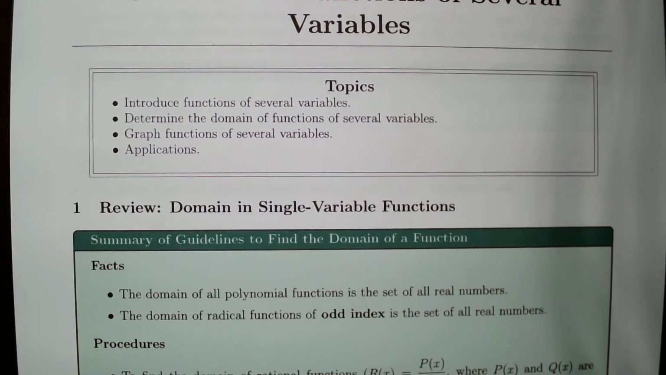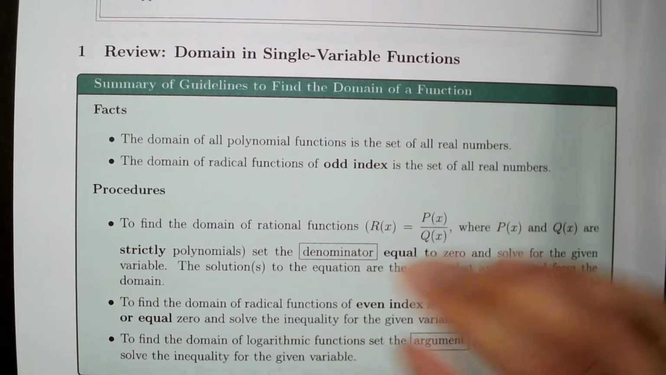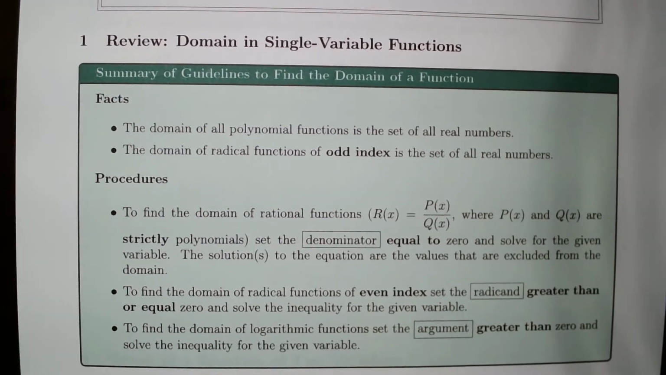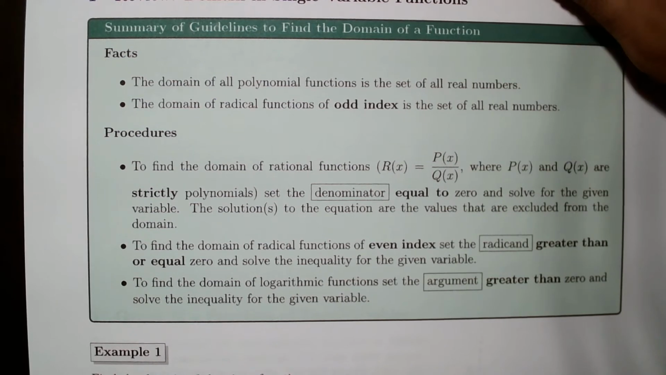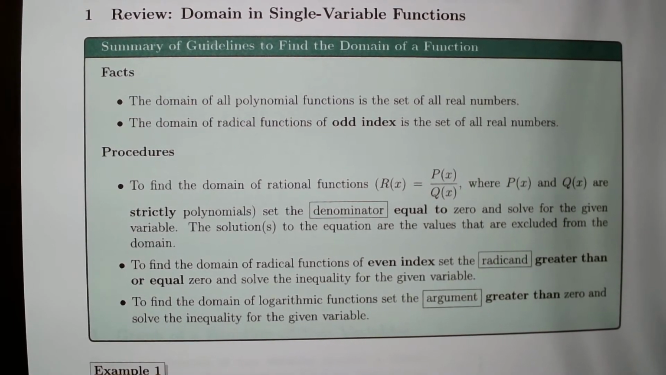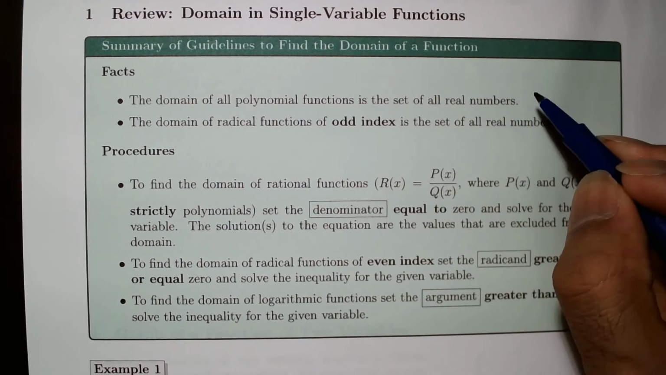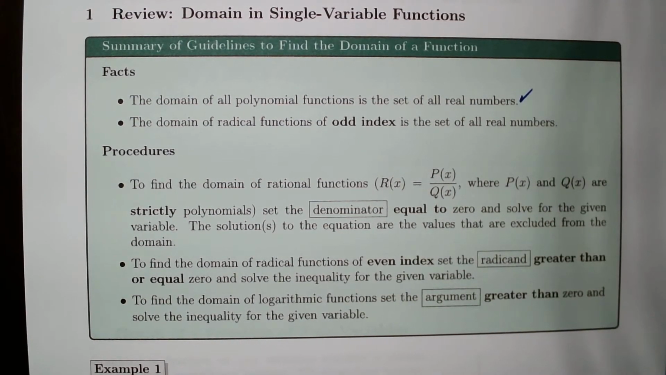But before going over the actual chapter, it would be a good idea to review finding the domain of a single variable function. It's a very important fact that will actually be applied to functions of multiple variables, by the way, so it should work the same. For example, let's consider a few facts. One thing to keep in mind is that the domain of polynomial functions is the set of all real numbers. Polynomials don't have any discontinuities, no asymptotes, gaps, or holes.